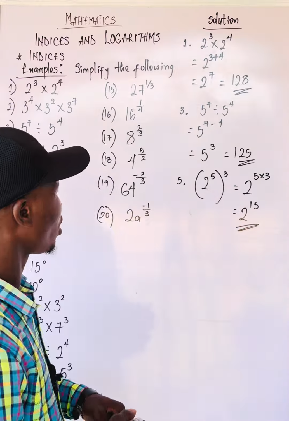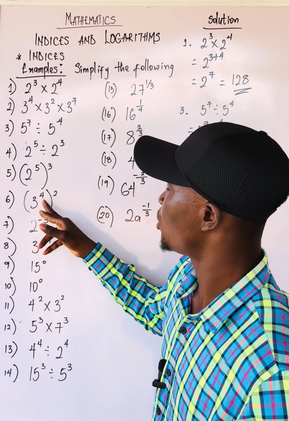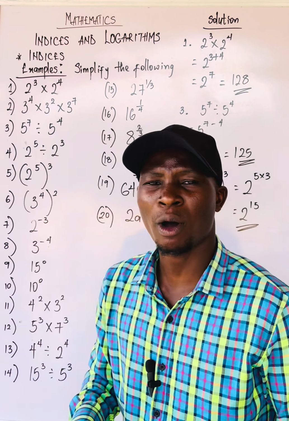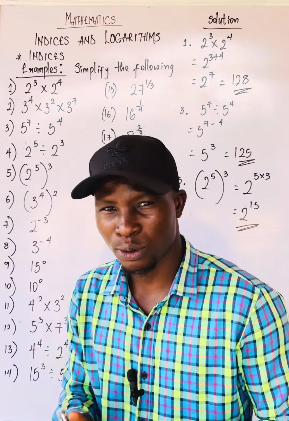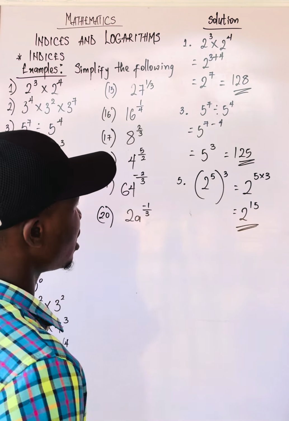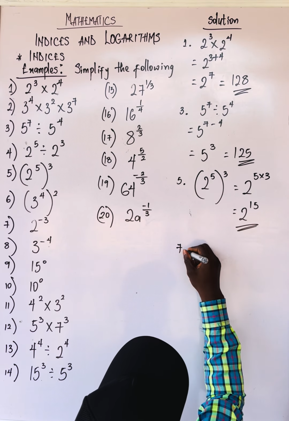Now, try and solve question 6: 3 to the power of 4, then in bracket to the power of 2. Try and solve question 6. I think that one too, you'll be able to solve it. Now let's go to question 7.